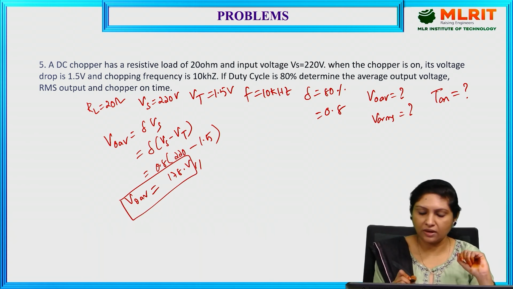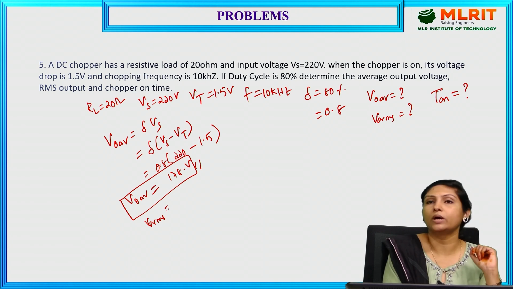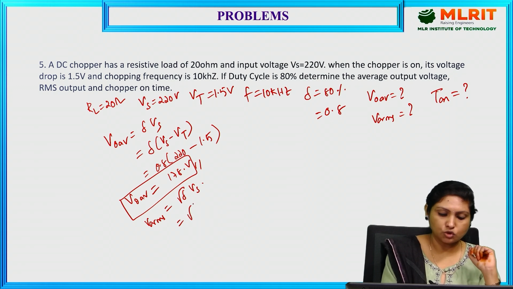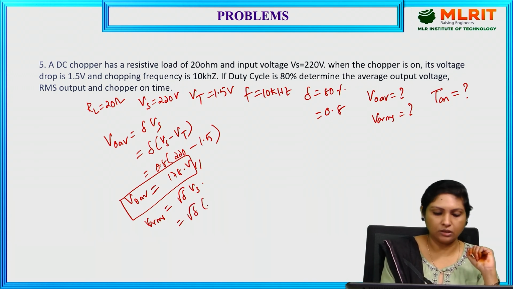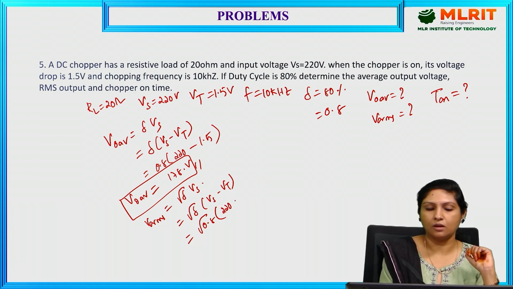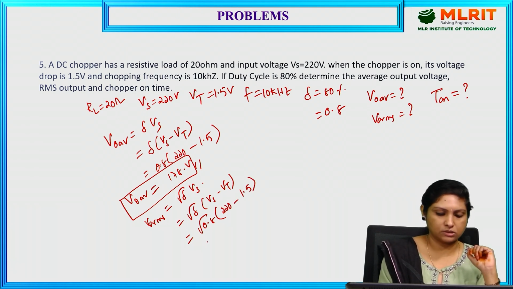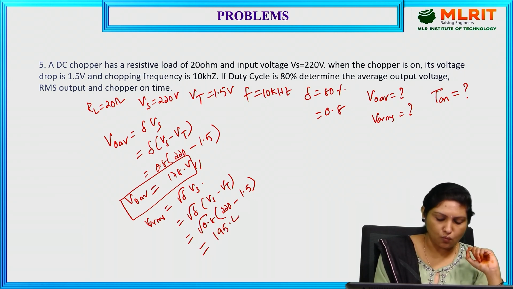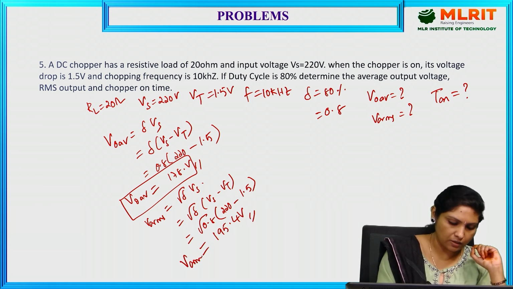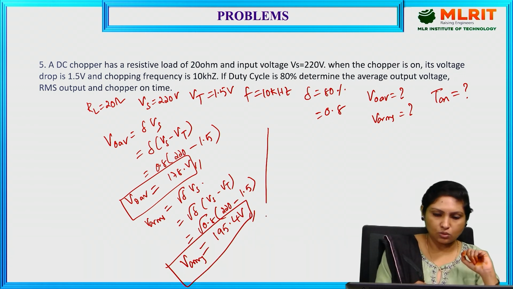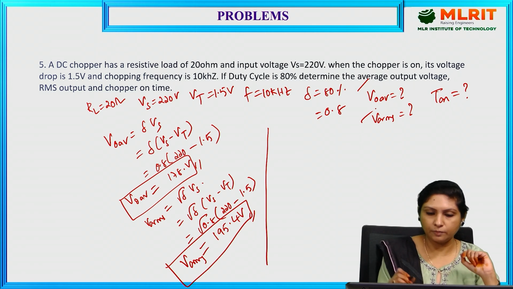And once we get V naught average, you need to find out V naught RMS, where the formula for V naught RMS is root over delta into Vs, where the drop is also given. The formula turns out to be Vs minus Vt. Root over delta, in the sense 0.8, where Vs is 220 given, minus Vt is 1.5 volts. In that case, we get V naught RMS as 185.4 volts. And he is also asking us to find out the on period of the chopper.